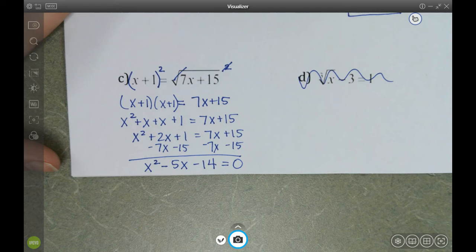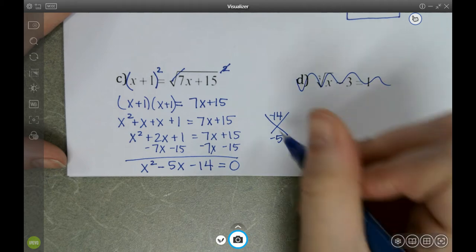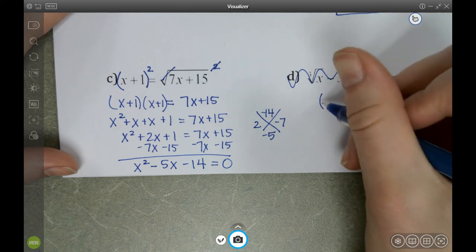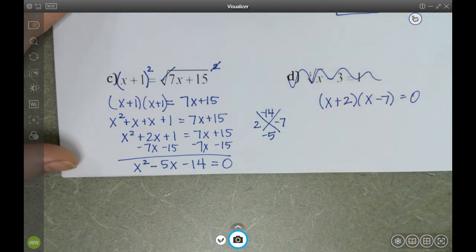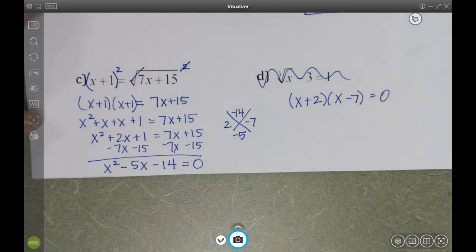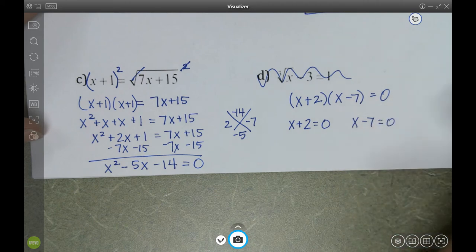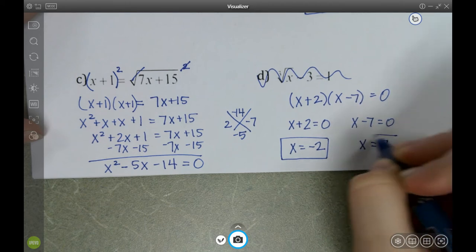Do you have to do the AC method? No, you just do the next one. Just the x method. What are factors of negative 14 that add to give you negative 5? Positive 2 and negative 7? So you get x plus 2 times x minus 7. Okay, so I still don't have x by itself. X plus 2 equals 0. X minus 7 equals 0. So x equals negative 2, and x equals 7.